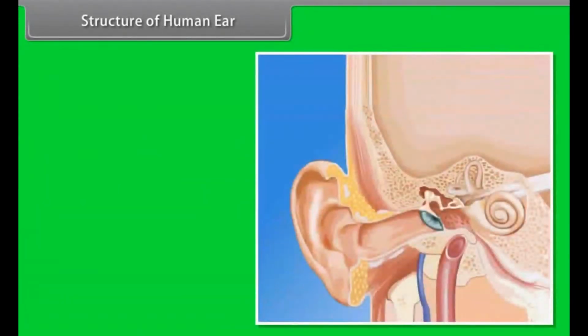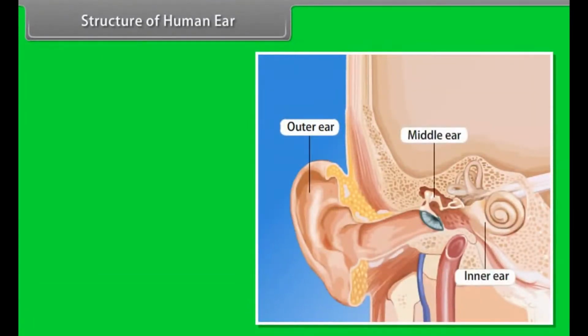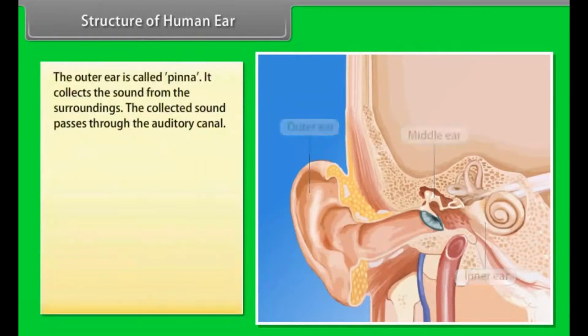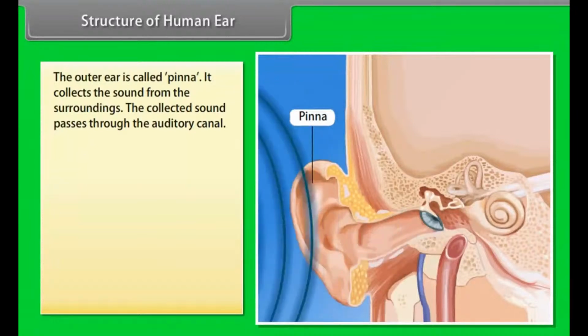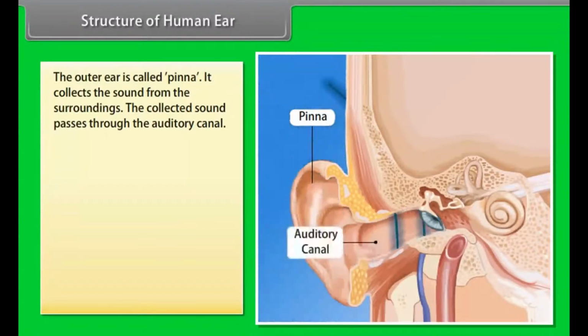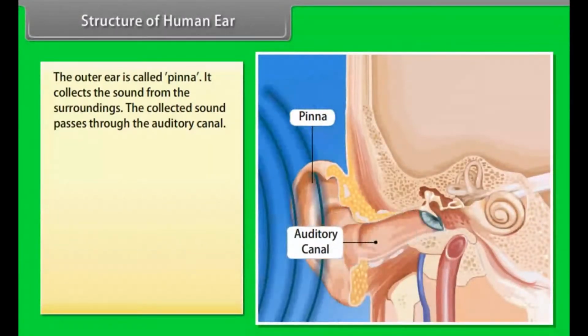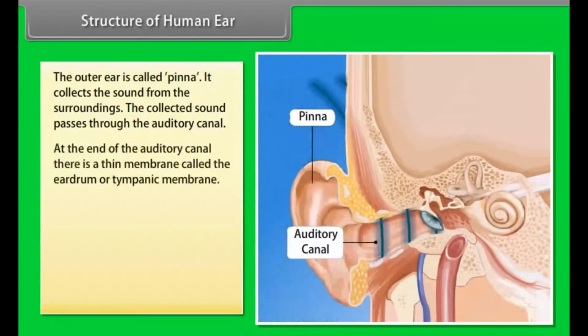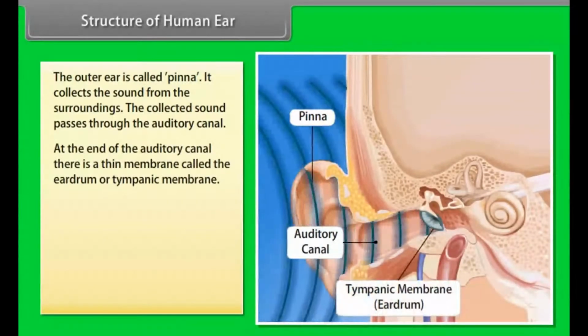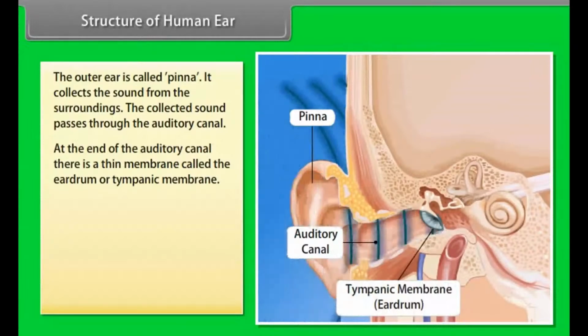Structure of human ear. The ear consists of three basic parts: the outer ear, the middle ear, and the inner ear. Each part of the ear has a specific role in the task of detecting and interpreting sound. The outer ear is called pinna. It collects the sound from the surroundings. The collected sound passes through the auditory canal. At the end of the auditory canal, there is a thin membrane called the eardrum or tympanic membrane.